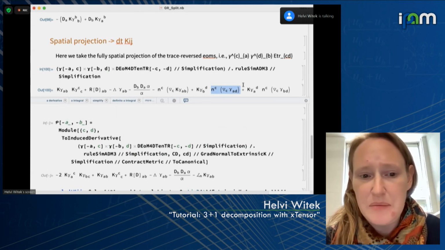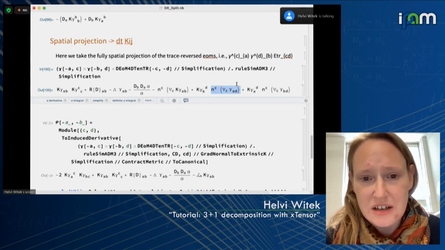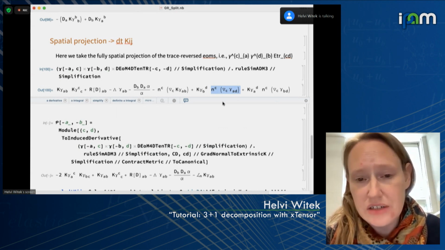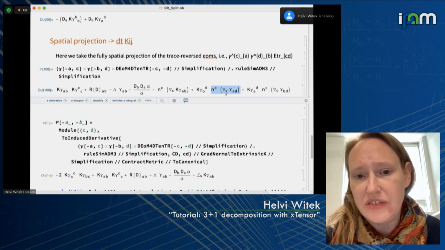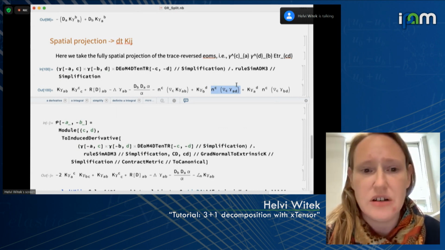And what will happen in the next step, when we go from the 4-dimensional covariant derivative to the induced derivative, is that these terms will be replaced by the Lie derivative along the normal vector, and that acting on the metric we know is the extrinsic curvature. So these terms will be replaced by terms involving the extrinsic curvature.